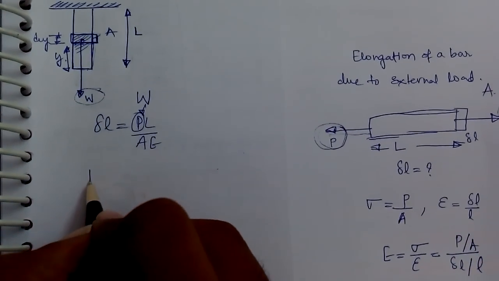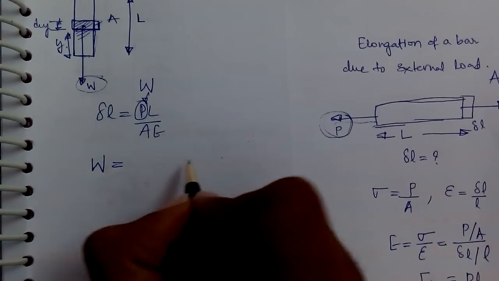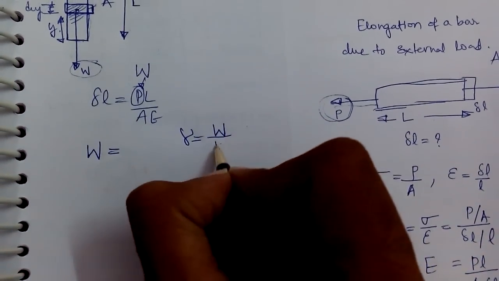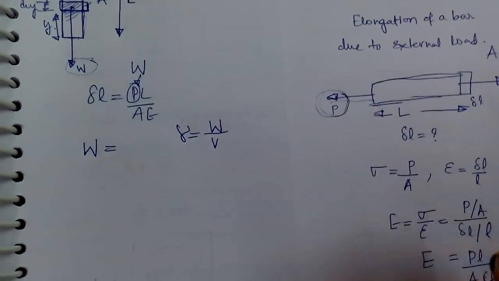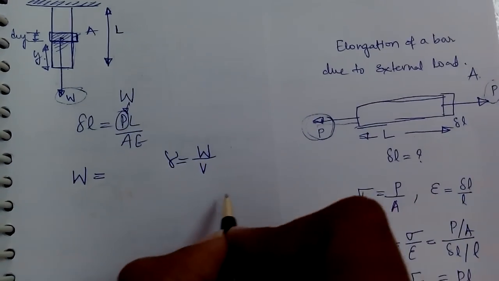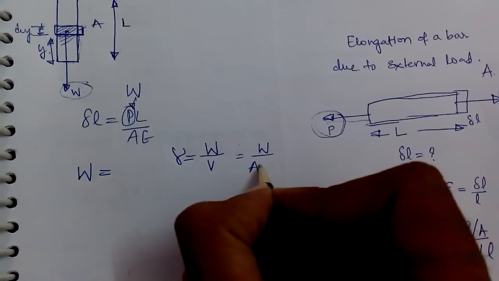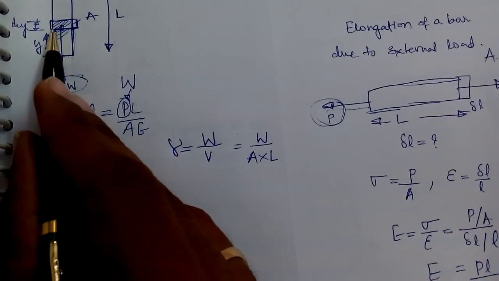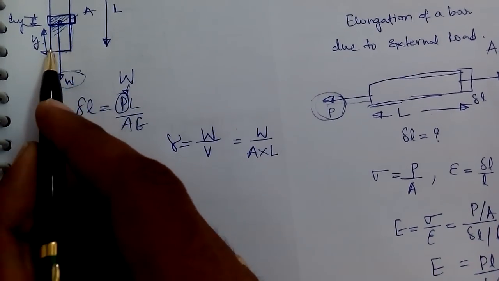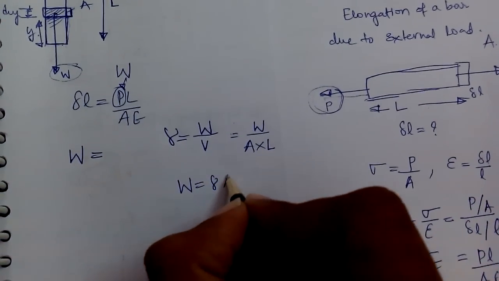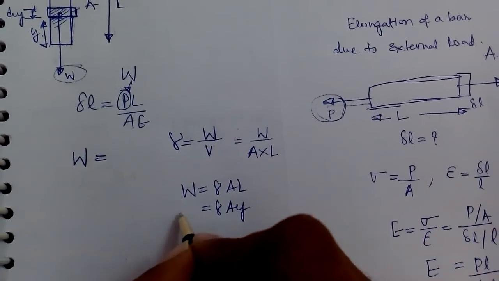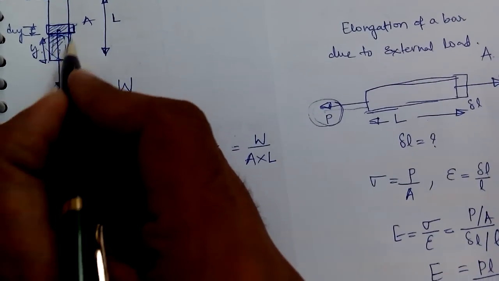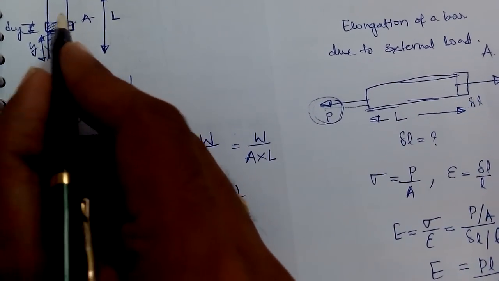So let us find the intensity of weight, for which we need the concept of specific weight. Specific weight is nothing but weight by volume, that is, for every unit volume, the amount of weight it has. Volume is area times length. Here the length is y, since we are finding the weight below the considered element only. So W is gamma A y, substituting y in place of L. This is the weight of the section below the considered element.